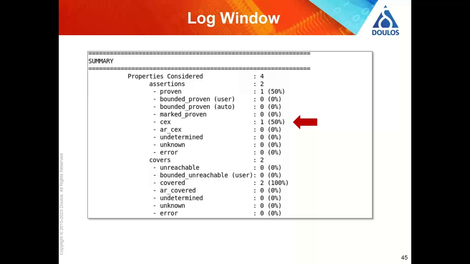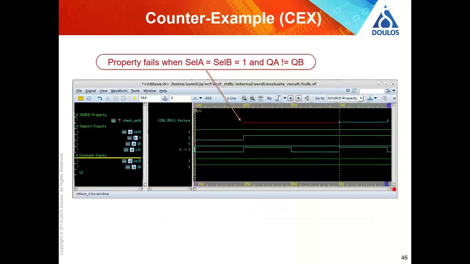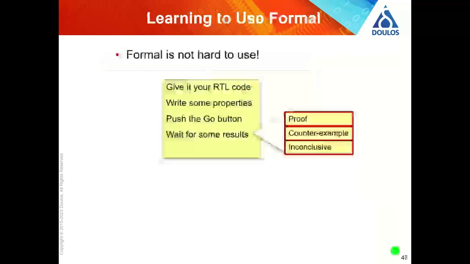Now, hopefully, if you're looking at the code, it's fairly obvious what the problem is. But to help you, the tools will generate a waveform in the counterexample. So we can see why it has failed. It's failed when cell A and cell B are both 1, and QA and QB are different. If you look back at the source code, that makes sense. Okay, so we've got our counterexample. We need to decide what to do next.